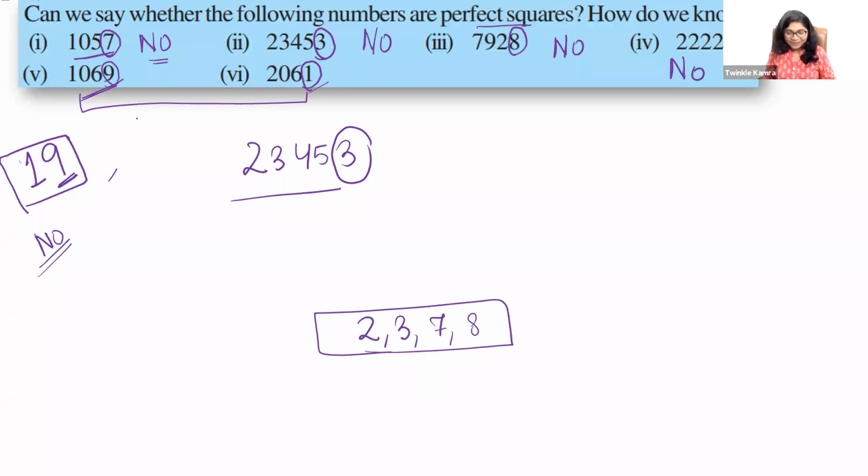All right? We'll be doing till then only. I hope I was able to bring clarity in you. What is a square? What is the special property of the square numbers?